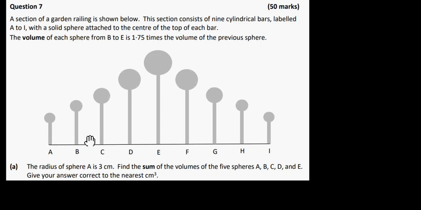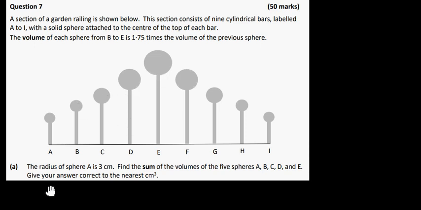So these parts here are cylinders, labelled A to L along here, with a solid sphere attached to the centre of the top of each bar. So these circles here are actually spheres. The volume of each sphere from B to E is 1.75 times the volume of the previous sphere. So whatever volume this is, we multiply it by 1.75 to get the volume of this one, and so on.